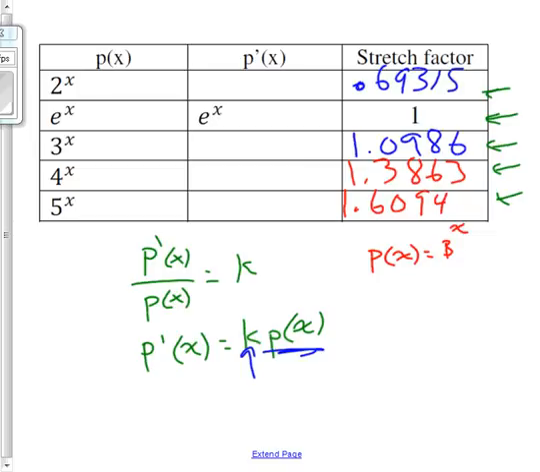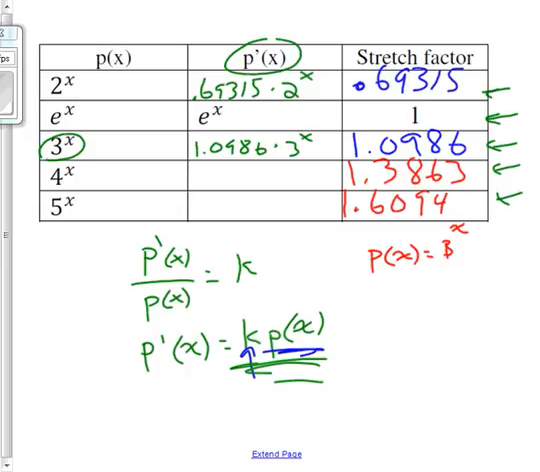So we could write this: p prime of x equals 0.69315 times 2 to the x, using this idea that we just said. And p prime of x, if p of x is 3 to the x, is 1.0986 times 3 to the x. And if our function is 4 to the x, it's 1.3863 times 4 to the x. And if it's 5 to the x, 1.6094 times 5 to the x.